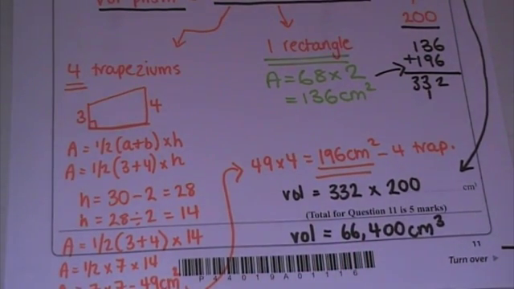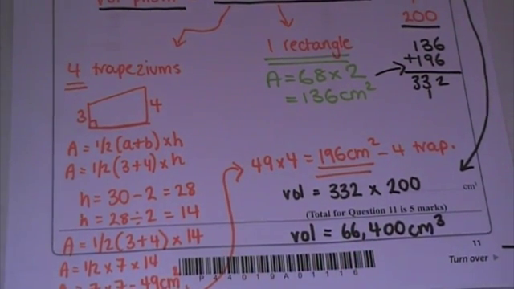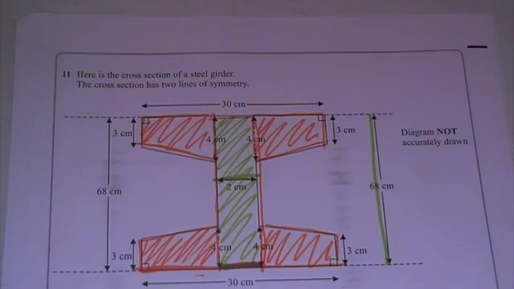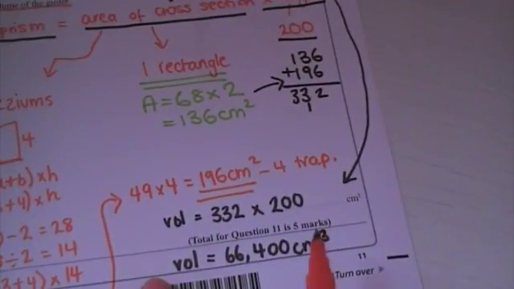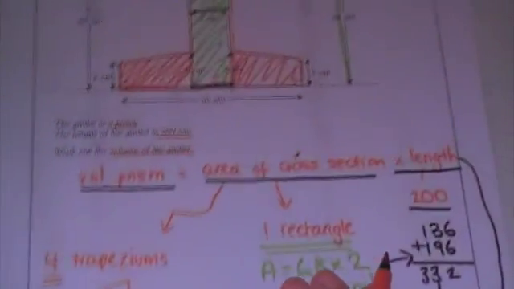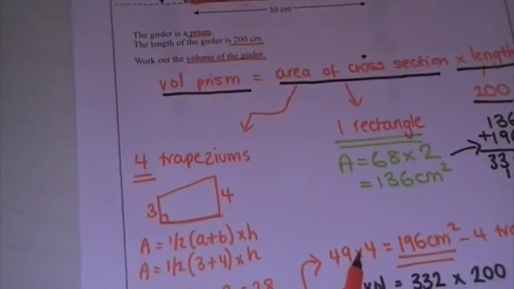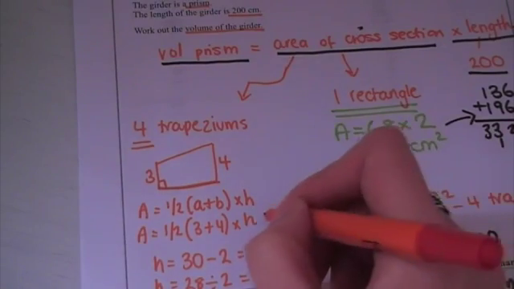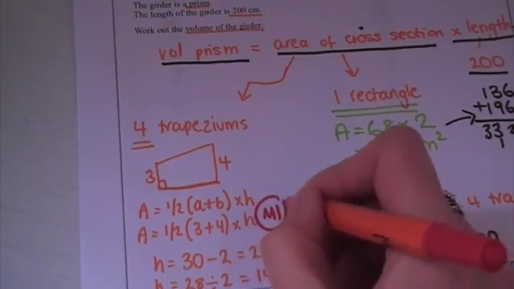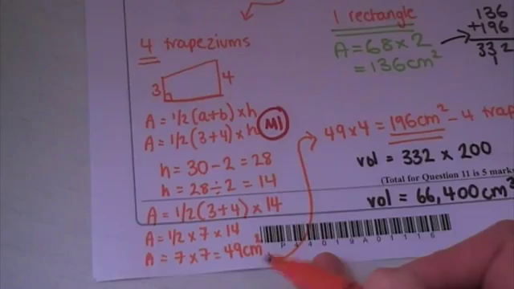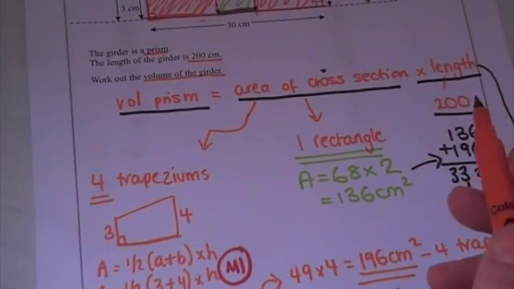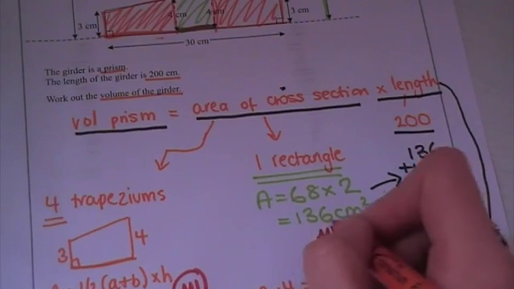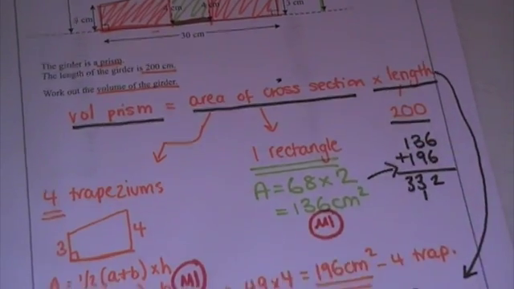Volume equals 66,400. So question 11, mark scheme. It was out of 5 marks in total. Your first mark is a method mark for finding the area of a trapezium. So we're starting area of trapezium, which we worked out. The second mark is a method mark for working out the area of the rectangle, so an easier mark.